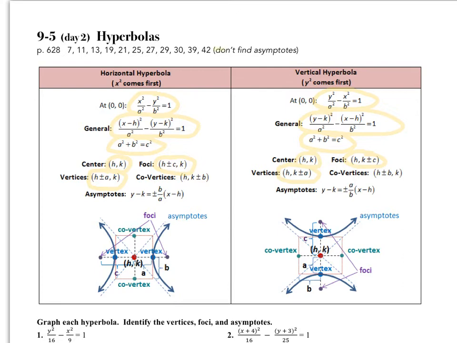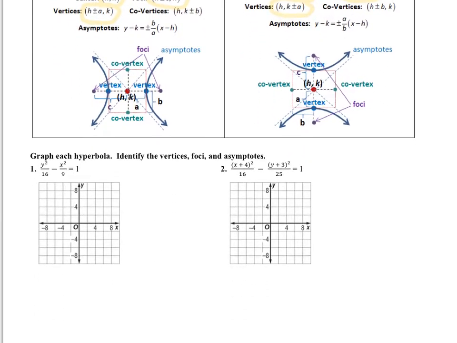Alright, and we're not asking you to find asymptotes for tonight's homework. So I think that's all we need from this box. If we need anything else, I'll go back to it.